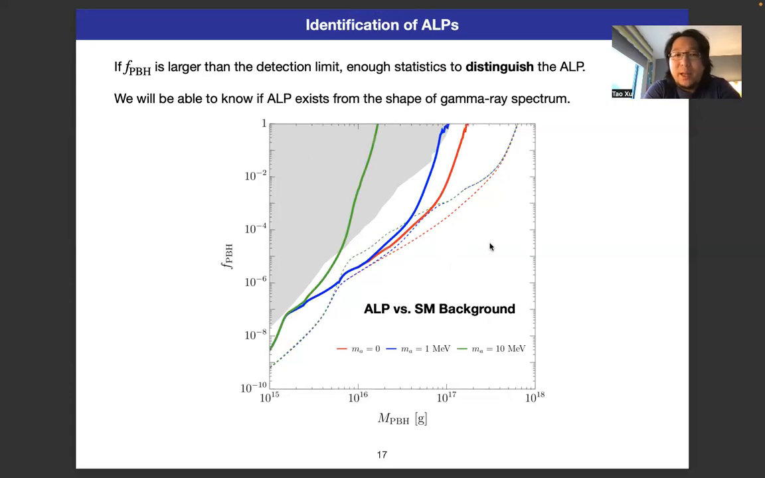Also, we can not only discover primordial black holes, we can try to identify the existence of axion-like particles. So if f_PBH is larger, then we'll be able to see more photons and reconstruct a Hawking radiation spectrum. That will give us enough statistics to distinguish the axion-like particle model from the standard model. The result is shown in these solid colored curves. If f_PBH is higher than these solid colored curves, we'll be able to tell the existence of axion-like particles from the shape of the gamma ray spectrum.